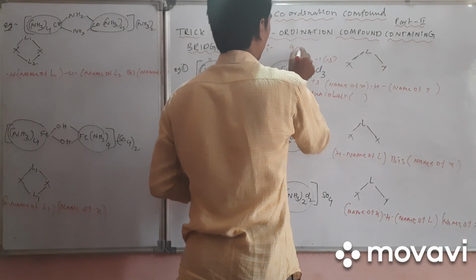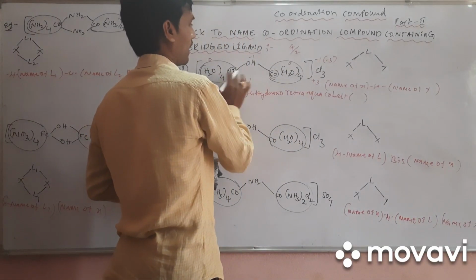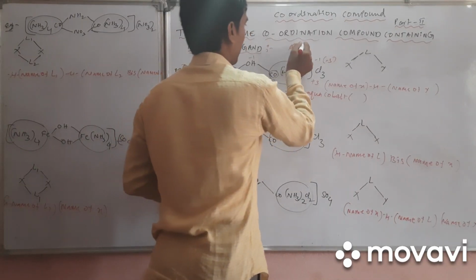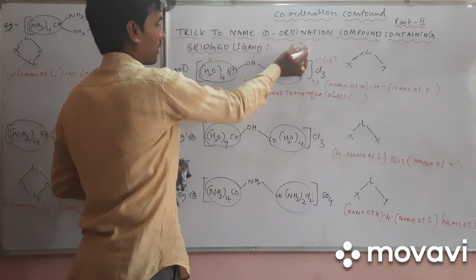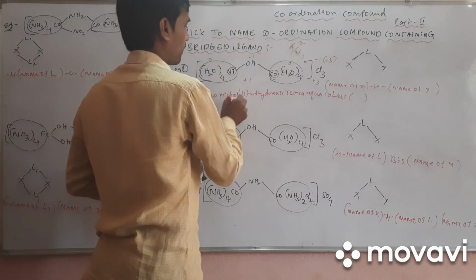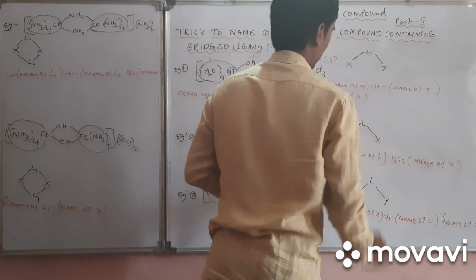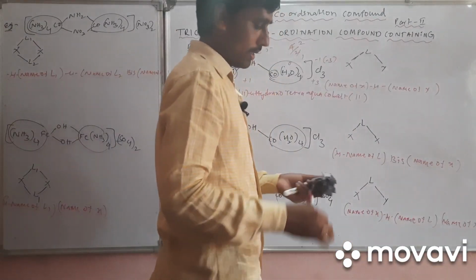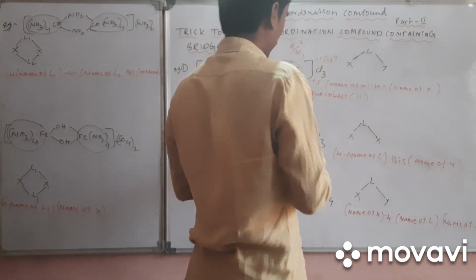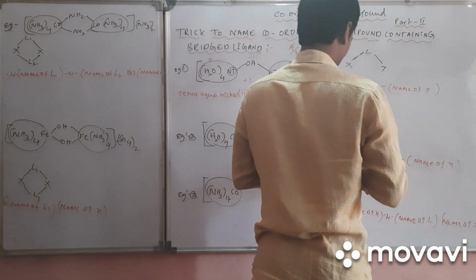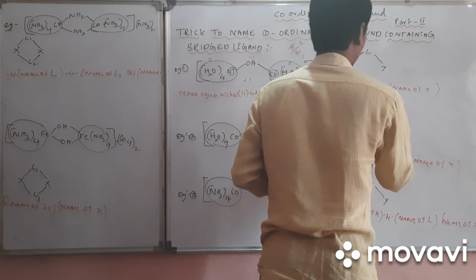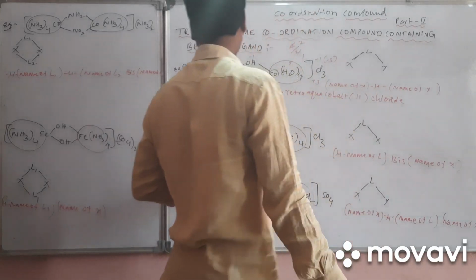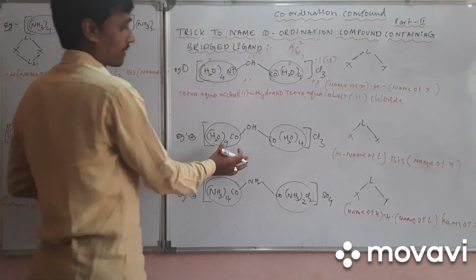So 4 divided by 2. There are 2 metal atoms, that's why we are using the number 2. So the oxidation number of the cobalt metal atom is 2. Next, the last ions are there: chloride. That's why we are using the name chloride.